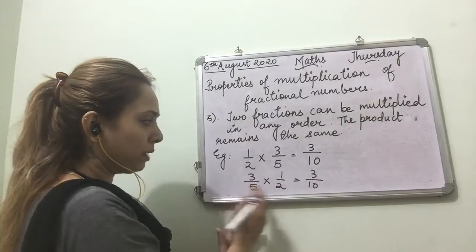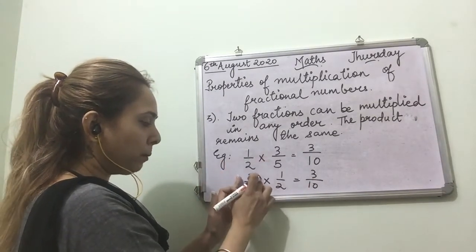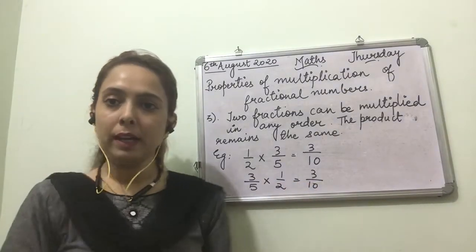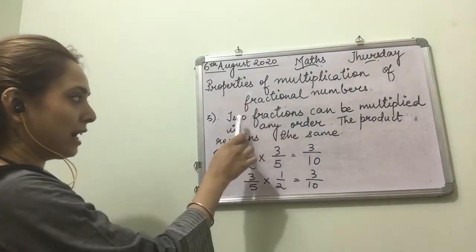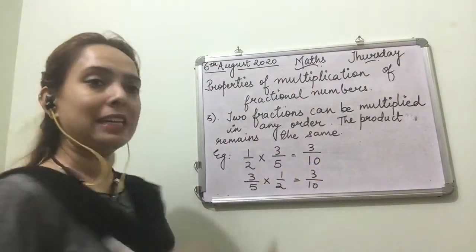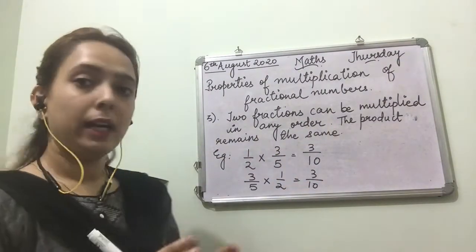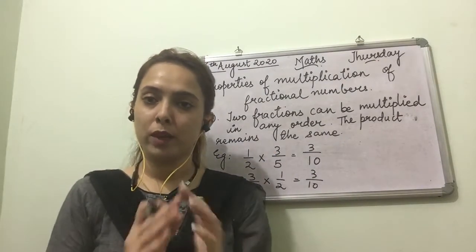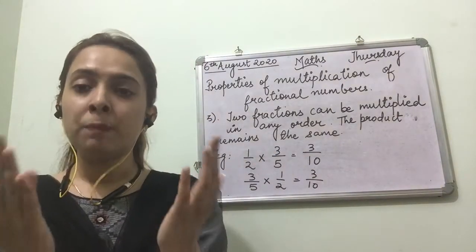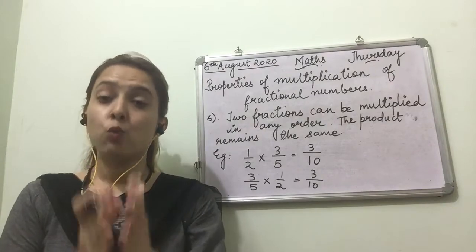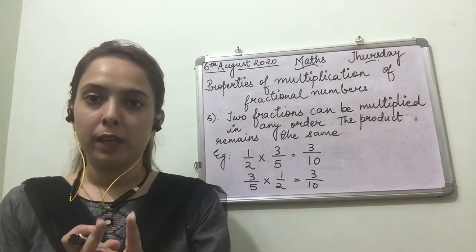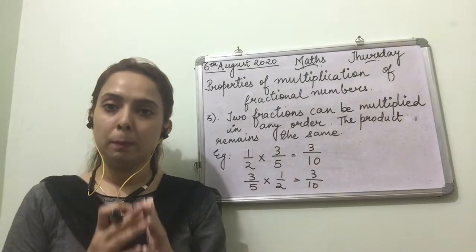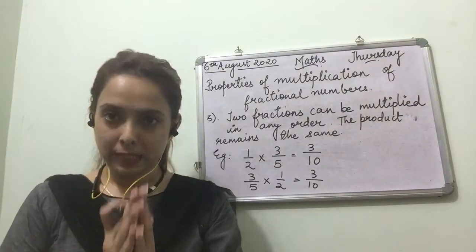Now I have changed the places. I have written 3 by 5 multiplied by 1 by 2. So your answer is again 3 by 10 only. So it clearly says that two fractions can be multiplied in any order, the product remains the same. So if you are interchanging the places of both the fractions while multiplying, the answer of the multiplication will always remain the same.